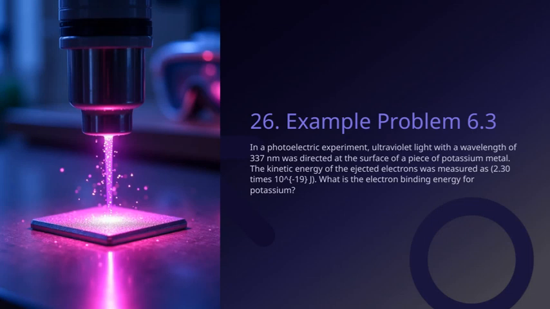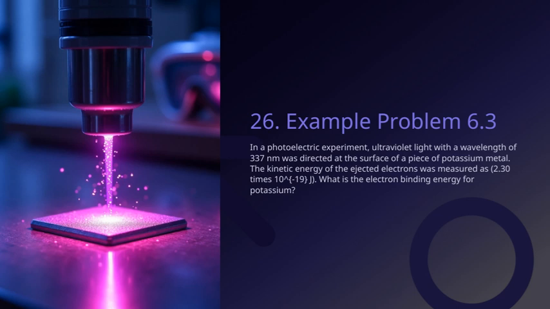Let's look at this interesting photoelectric experiment. We have ultraviolet light shining on potassium metal with a wavelength of 337 nanometers. Now, when this light hits the surface, it ejects electrons, and we measure their kinetic energy, which in this case is 2.3 times 10 to the minus 19 joules.